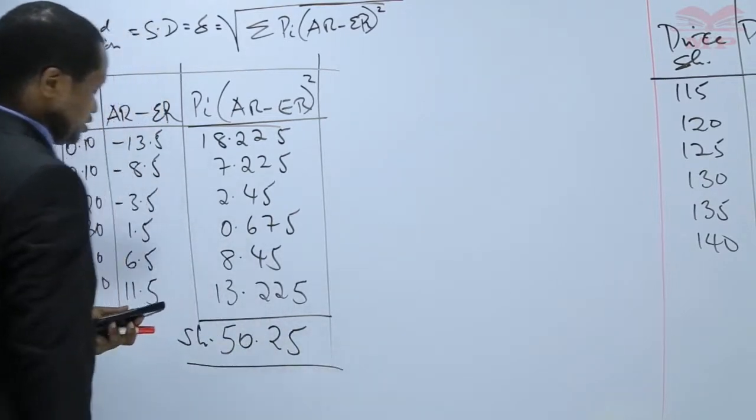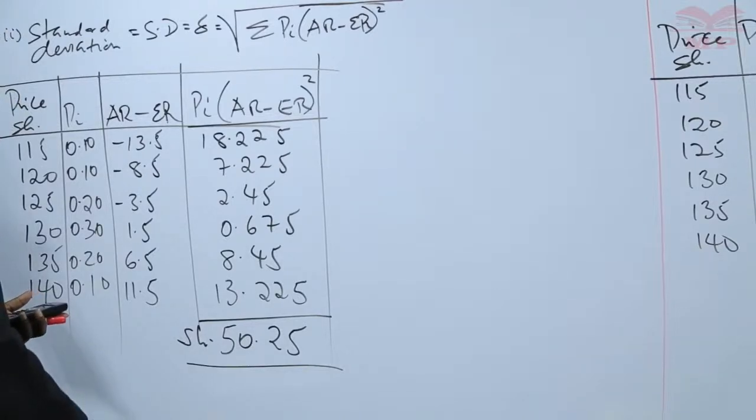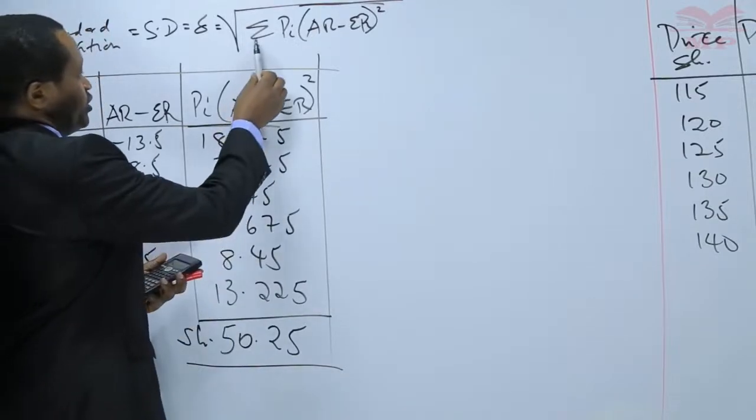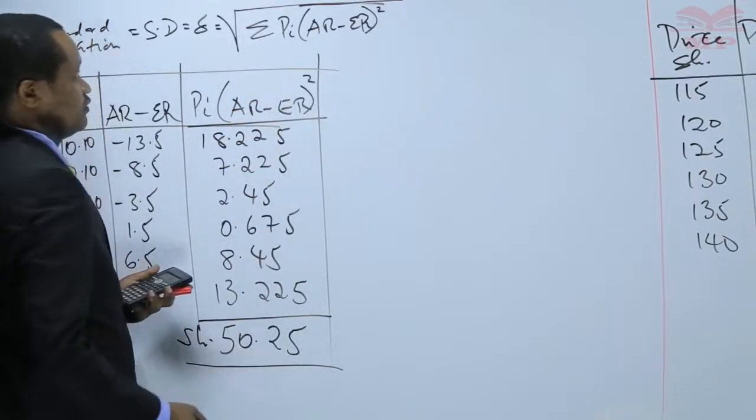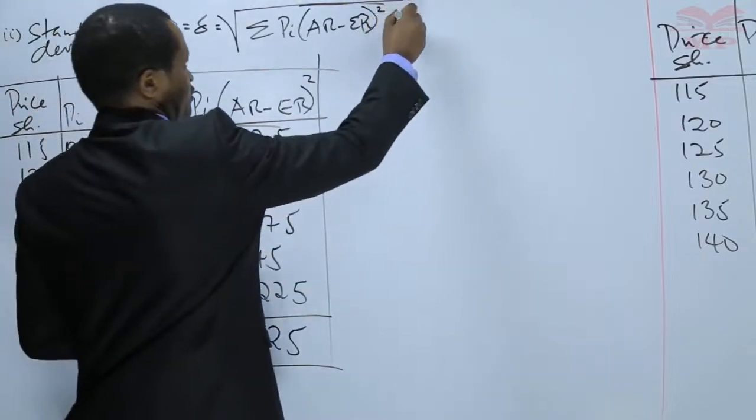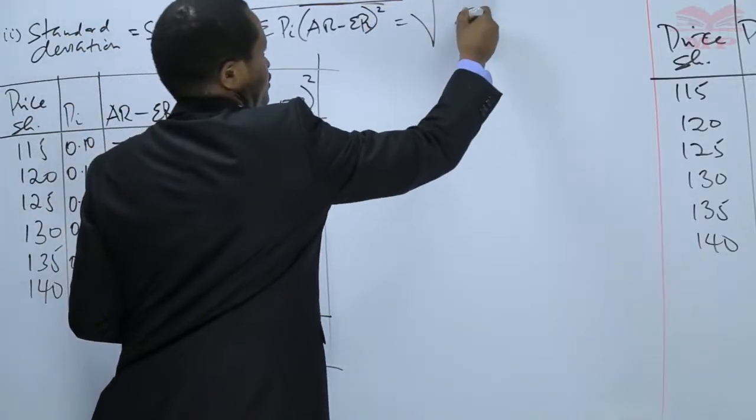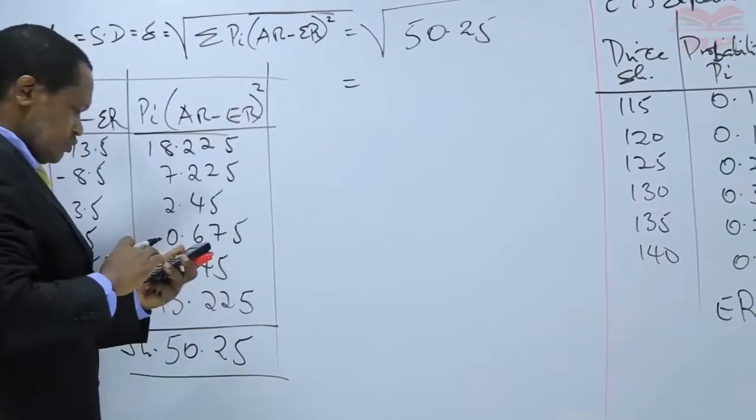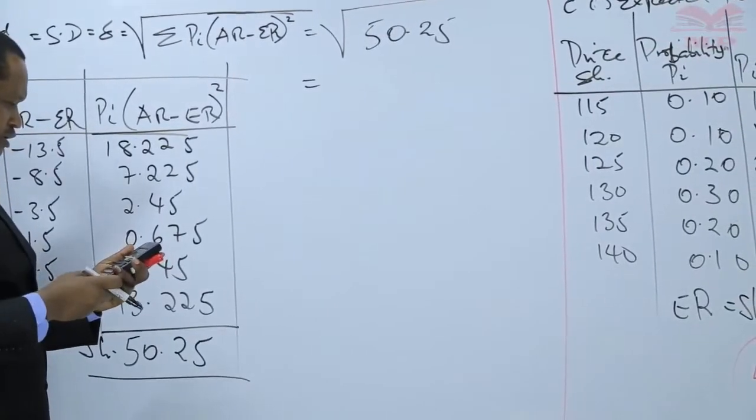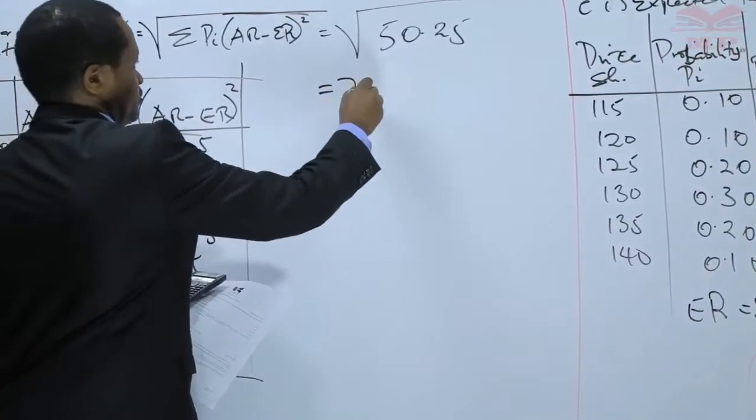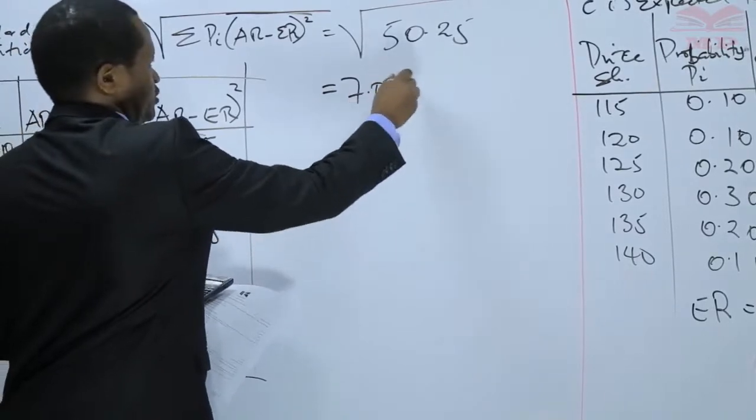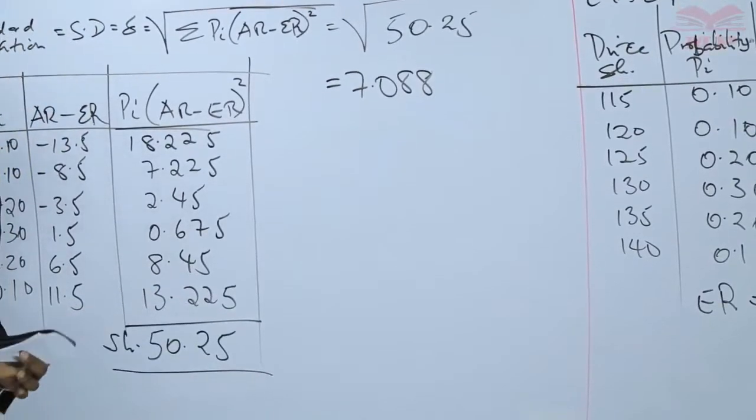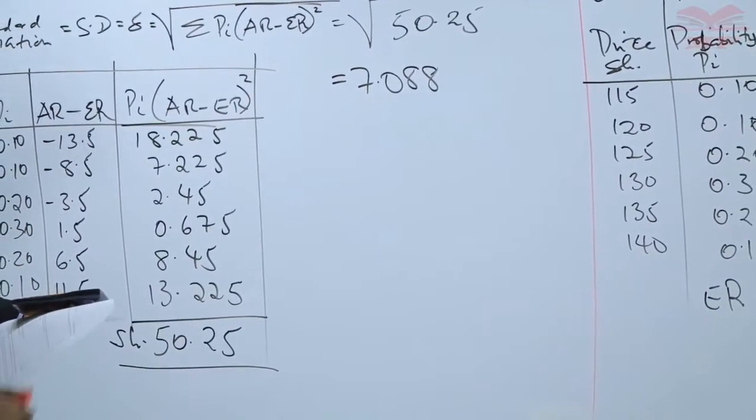So shillings are not percentage. So the standard deviation will be the square root of 50.25. The square root of 50.25 will be equal to 7.088. That is the standard deviation. And that is the end of that question.